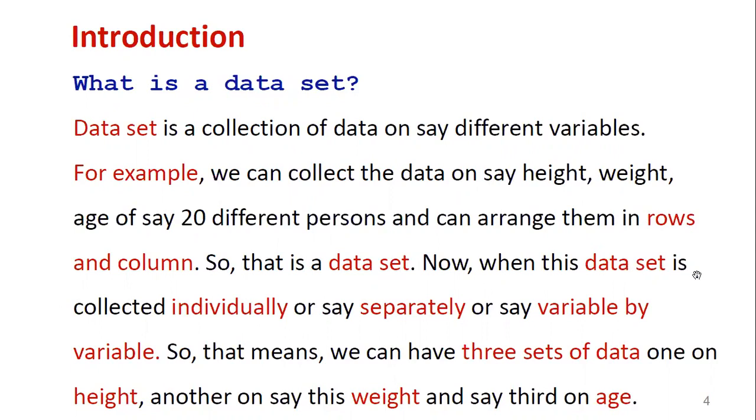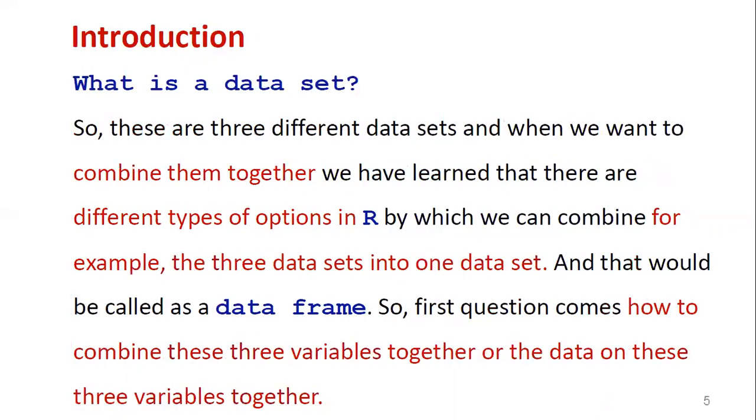Now, when this data set is collected separately, variable by variable, that means we can have three sets of data: one on height, another on weight, and a third one on age. So this is the example of a data set with different attributes or aspects. So these are three different data sets, and when we want to combine them together, how do we combine three different data sets?